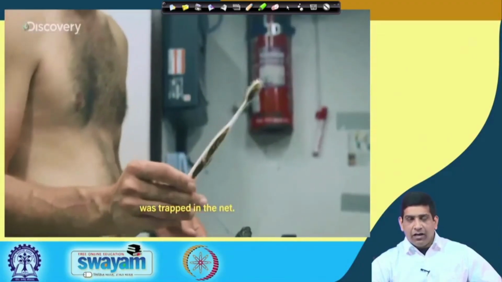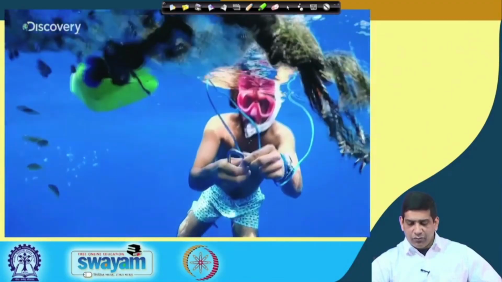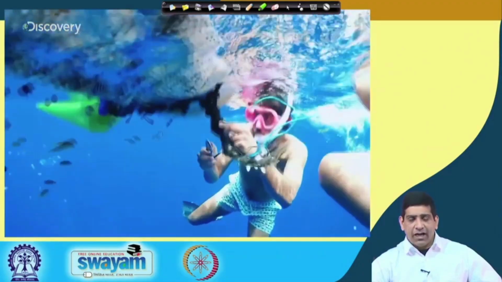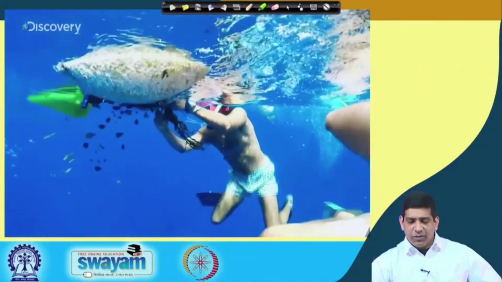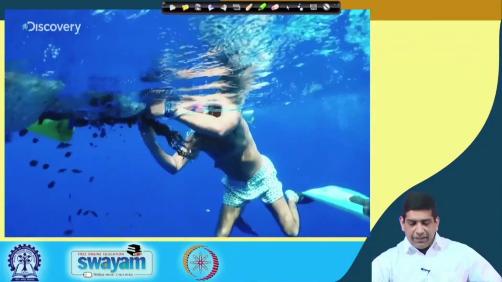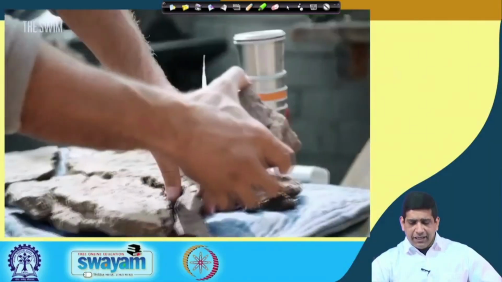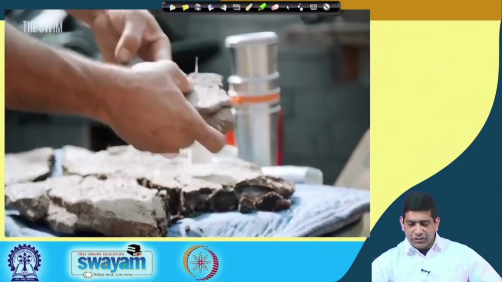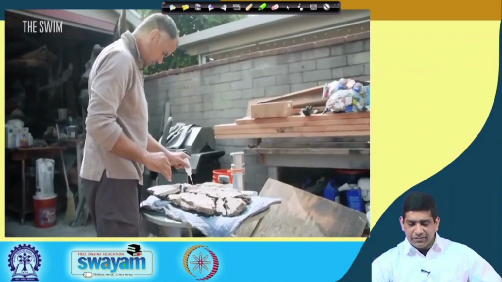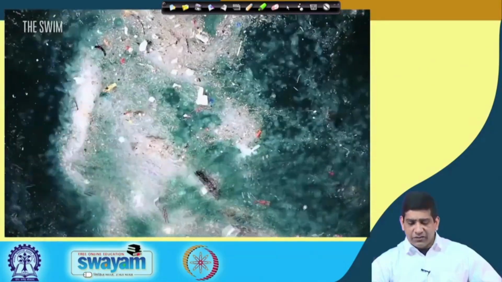Could be the sailing boats, or could be the toothbrush that you and I throw in our dustbin, that may end up there as well. Fishing nets, lots and lots of fishing nets getting in there. And here they are trying to just look at different types of plastic.